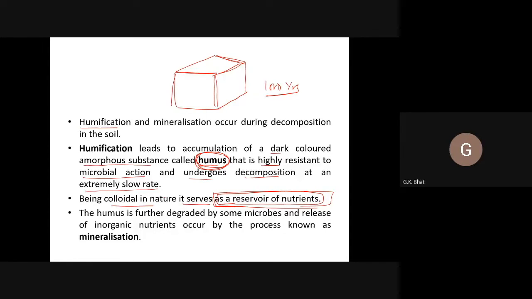So the humus is further degraded by some microbes, and the release of inorganic nutrients occurs by the process known as mineralization. Once this humus is formed, it again undergoes degradation very slowly by microbes like bacteria and fungi, and this process is called mineralization. And these minerals are available to the plants for photosynthesis. Have you followed? Shall we continue?